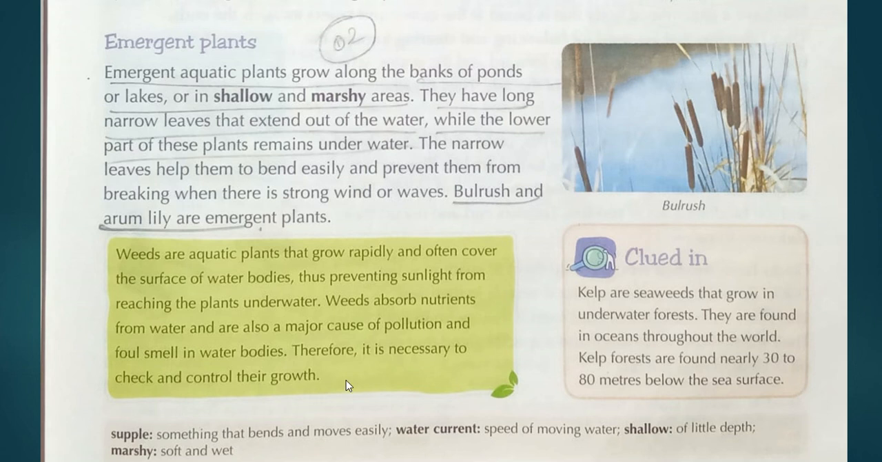So, as we have realized, in a water body there sometimes is a foul, stinky smell and lots of pollution. The reason is weeds. Weeds absorb nutrients from water and are also a major cause of pollution and foul smell in the water bodies. So with this, I'm ending this class here.